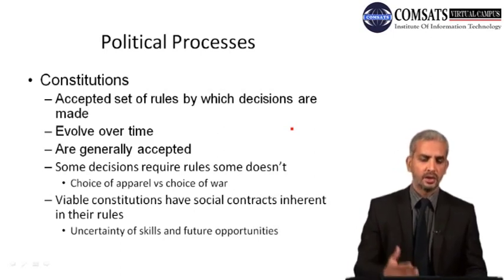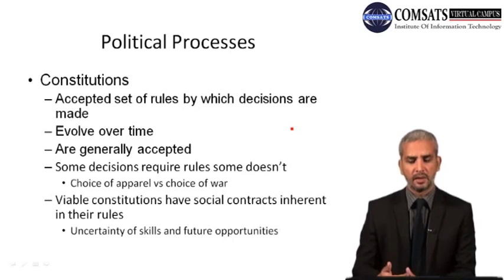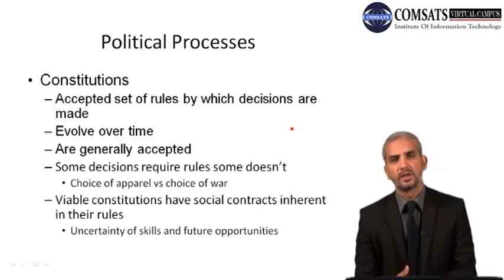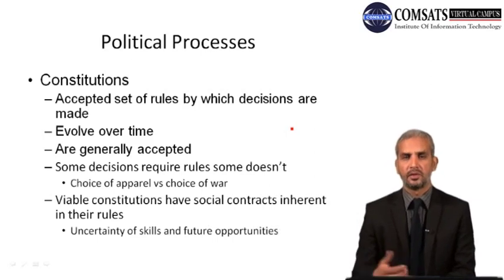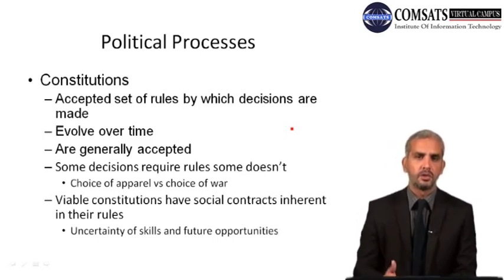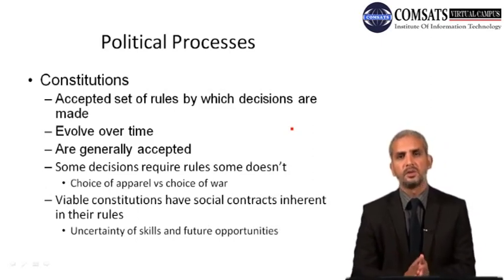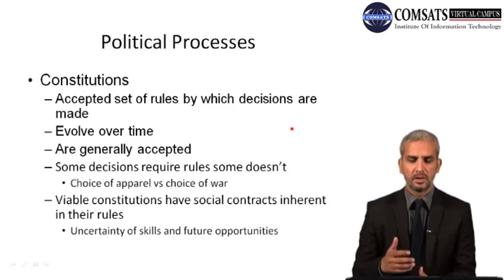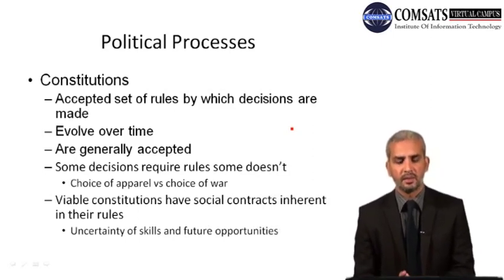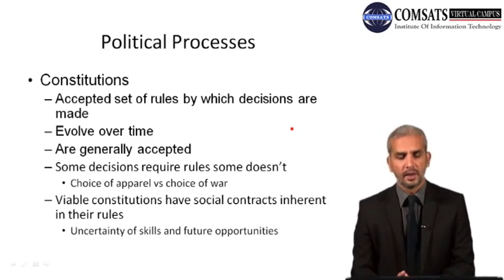Now, what is a constitution basically? Constitution is an accepted set of rules by which decisions are made, by which whenever there are different choices or few alternatives, then the constitution provides a set of rules through which each alternative or a set of alternatives is to be evaluated. Now, these constitutions evolve over time, and they are generally accepted across the community.